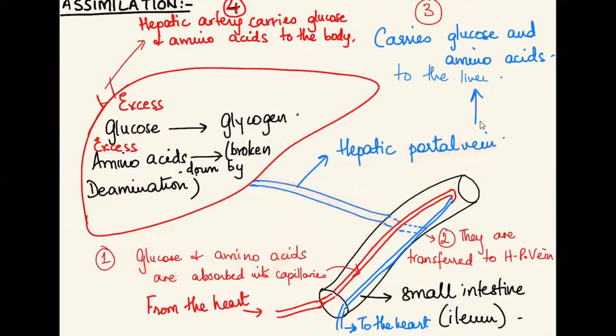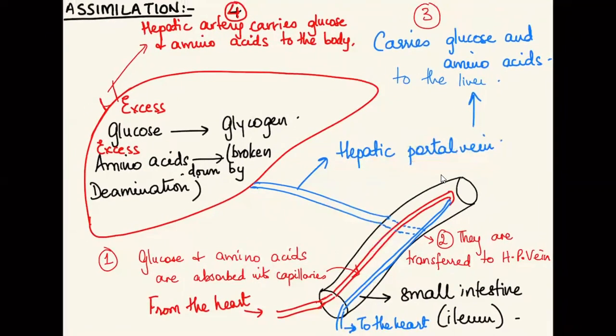Because you see, the glucose and the amino acids are of no use to your body, even if they are absorbed by the ileum, unless and until the liver knows how to handle them. And this handling is actually assimilation. Even if you have digested, ingested, absorbed your food very, very perfectly, but if your body does not know how to handle it or assimilate it, it's useless. So glucose and amino acids will be carried by the hepatic portal vein to the liver.